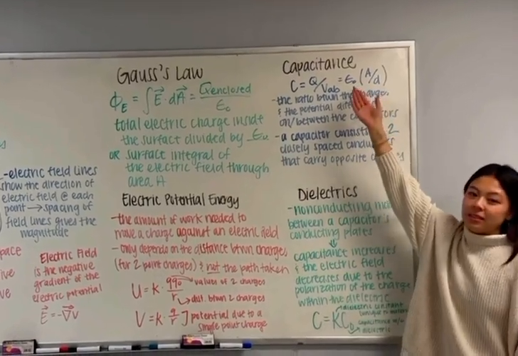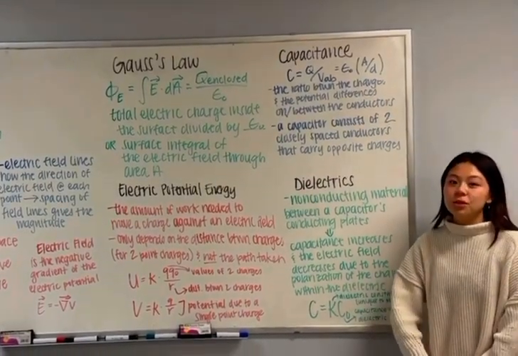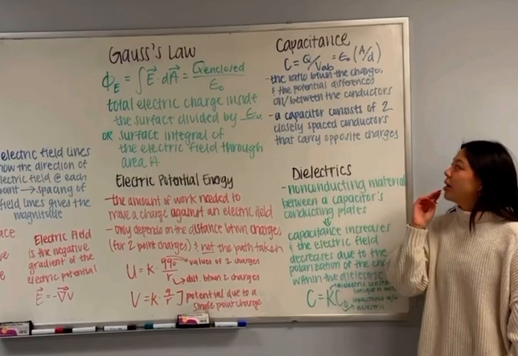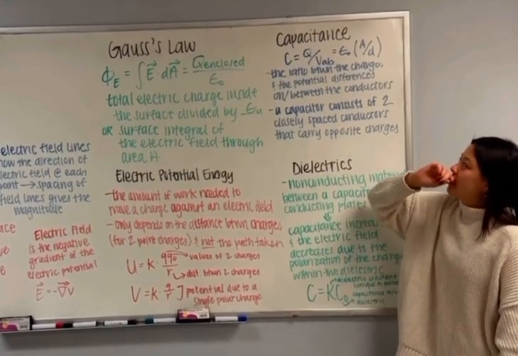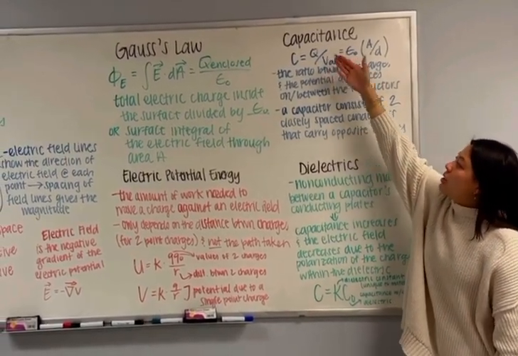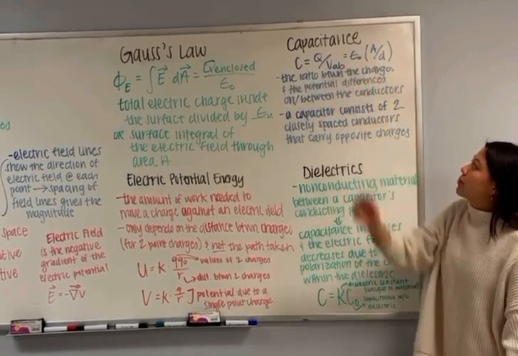Next we'll talk about capacitance. A capacitor consists of two closely spaced conductors that carry opposite charges. Capacitance is the ratio between the charges and the potential differences on or between the conductors.